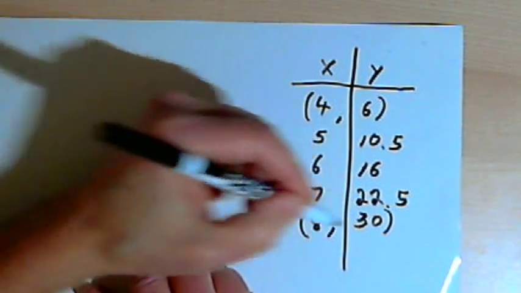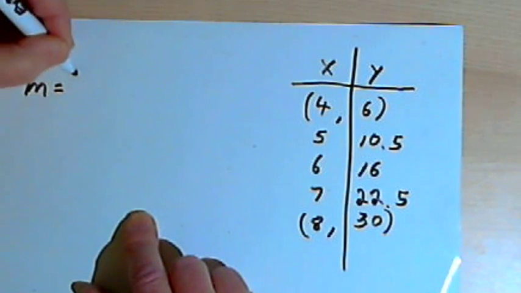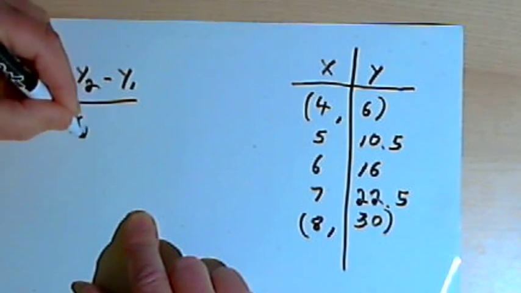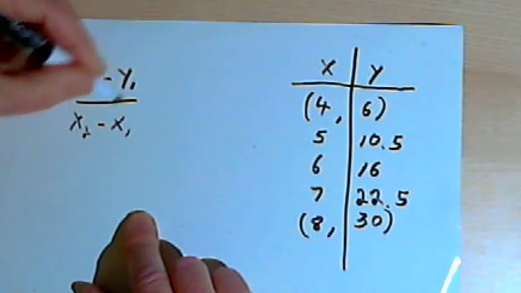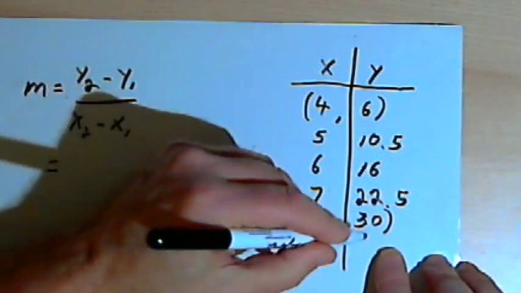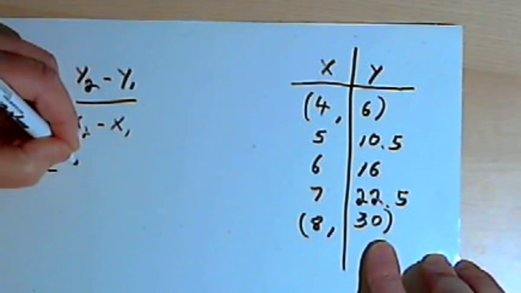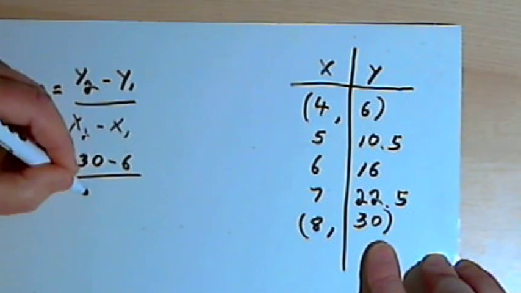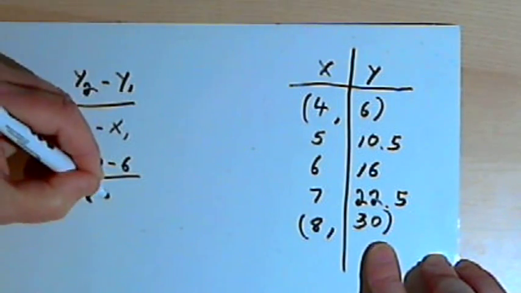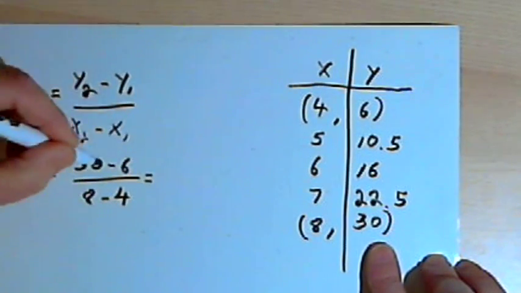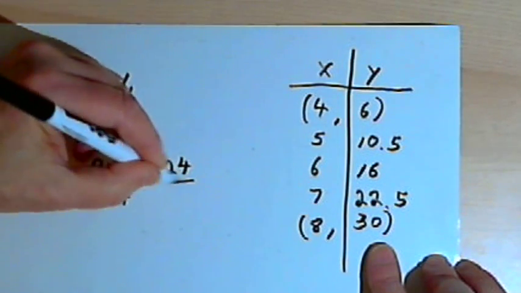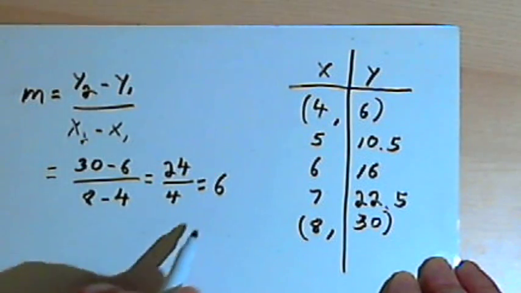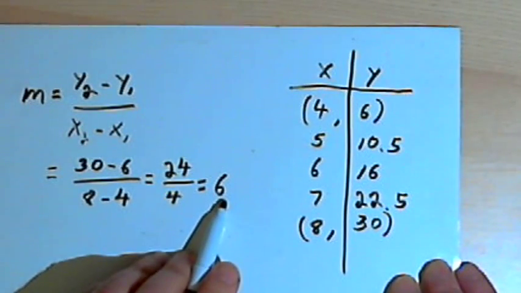So let's do m equals y sub 2 minus y sub 1 over x sub 2 minus x sub 1. That's going to be 30 minus 6 over 8 minus 4. 30 minus 6 is 24. 8 minus 4 is 4. 24 divided by 4 equals 6. So the average rate of change would just be 6.